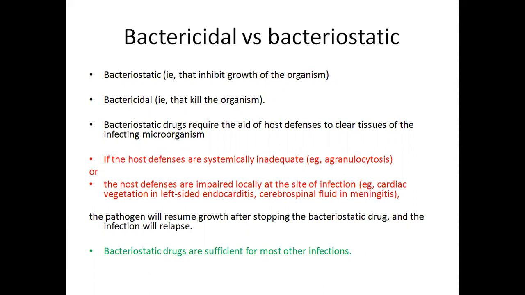So the indications are inadequate host defenses or impaired host defenses locally. The third point is if a child is very sick, in a kind of shock scenario. So these are the 3 indications where you need to give bactericidal drugs over bacteriostatic drugs. Once the shock is improved and the child is clinically stable, you can switch over to bacteriostatic drugs. But in immunodeficiency, endocarditis and meningitis, it's better to continue bactericidal drugs, and once you complete the course of at least 1 to 2 weeks, when you want to switch over to oral, at that time you can switch over to bacteriostatic drugs, preferably if they have good penetrability.